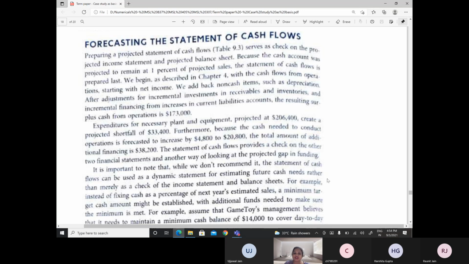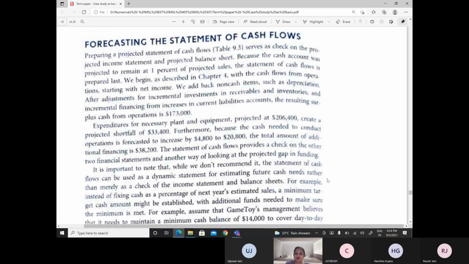Furthermore, because the cash needed to conduct operations is forecasted to increase by $4,800 to $20,800, the total amount of additional financing is $38,200. The statement of cash flows provides a check on the other two financial statements and another way of looking at the projected gap in funding.